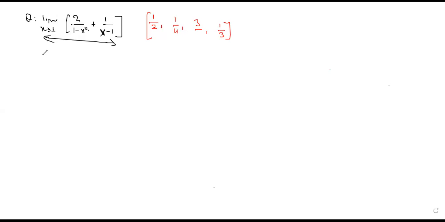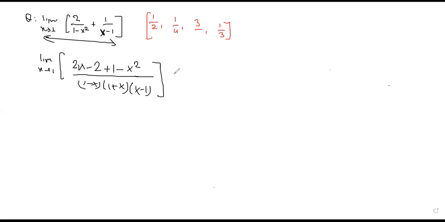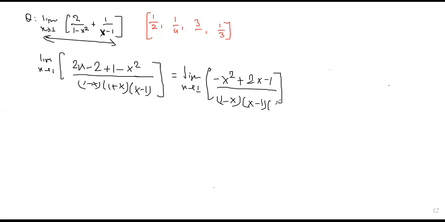Okay. First of all, you will take the LCM. It means 2x minus 2 plus 1 minus x squared divided by 1 minus x into 1 plus x into x minus 1. Any problem? No. Limit x tends to 1 of minus x squared plus 2x minus 1 divided by 1 minus x into x minus 1 into 1 plus x.